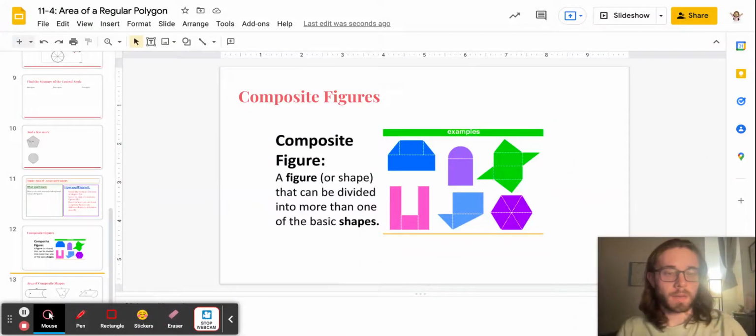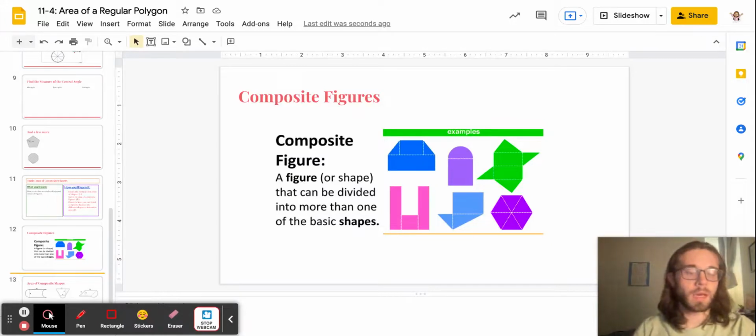Hi, everyone. Just wanted to take a minute to talk a little bit about finding the area of composite figures. So, just to clarify and make sure we're on the same page, a composite figure is really just going to be a kind of figure that looks like one of these over here, or any other thing, that can be divided into one or more kind of basic shapes.